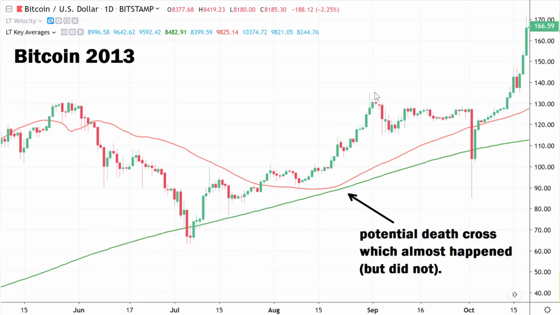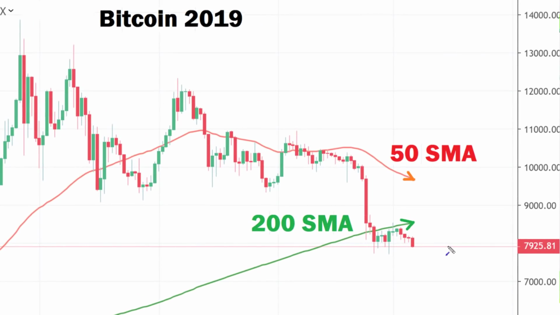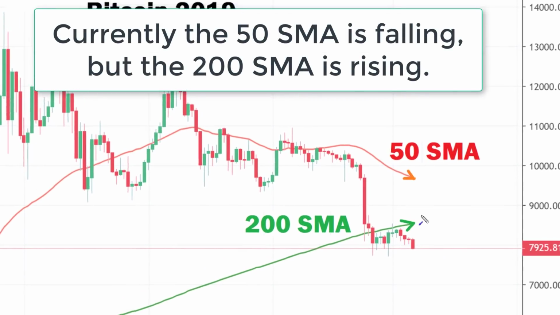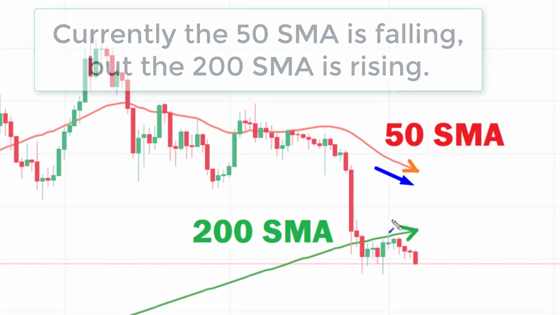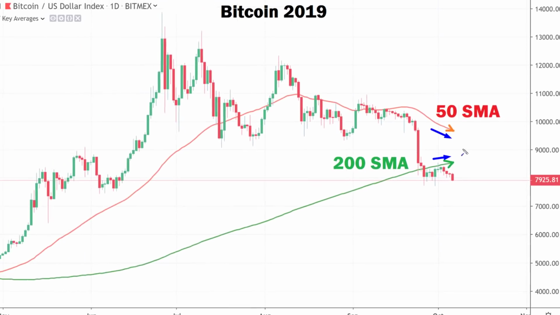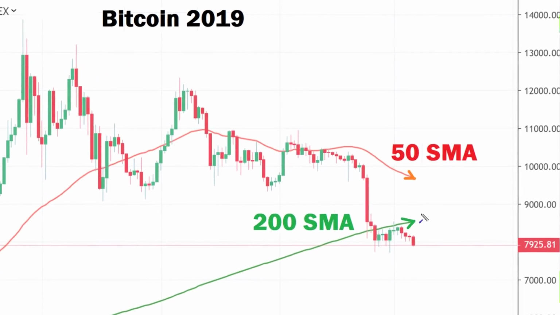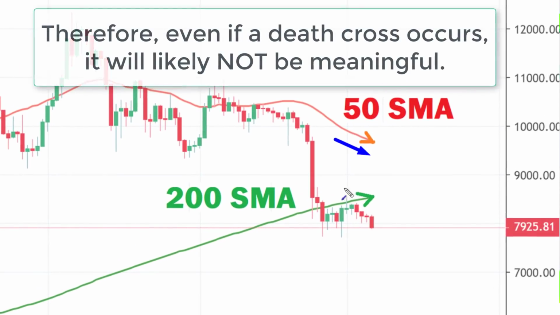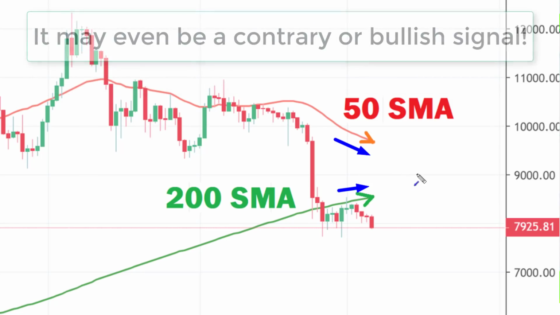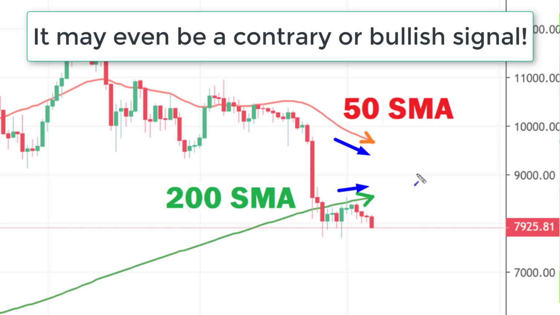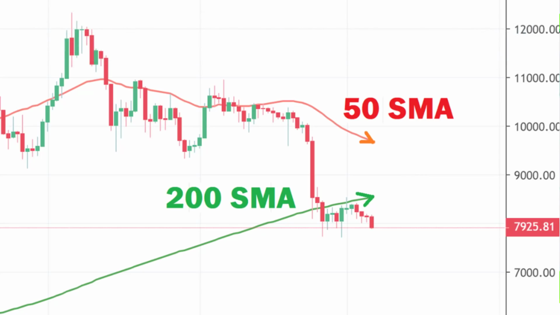And guys, as you can see here at the moment on the chart, very likely this is not going to be a meaningful signal because the 50 is falling, but the 200 is going up. A death cross is only meaningful when both the short-term and long-term moving averages are declining. If the short-term line, meaning the 50, is falling, but the long-term line, meaning the 200, is still going up, that is not as concerning. It's not meaningful.